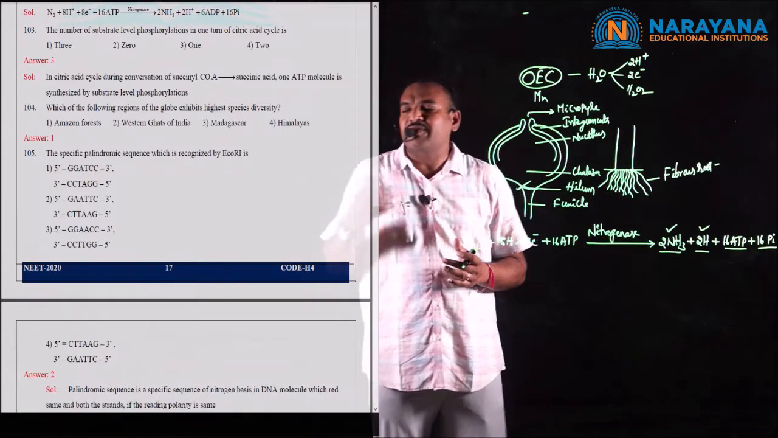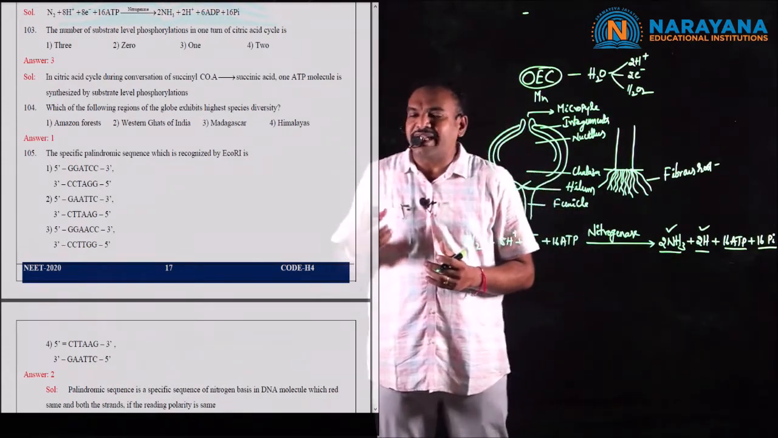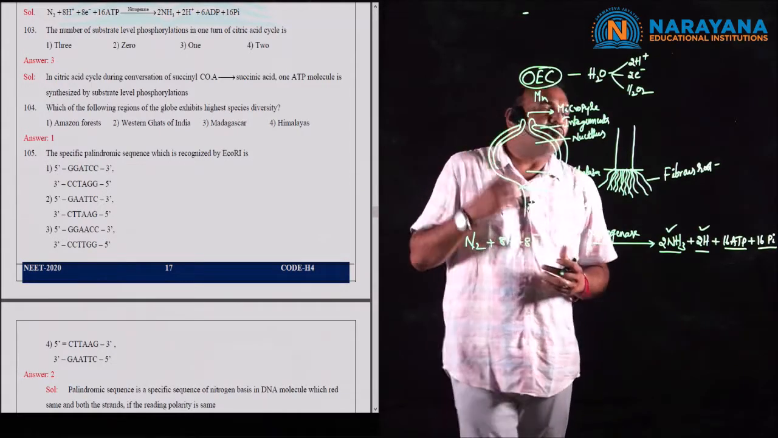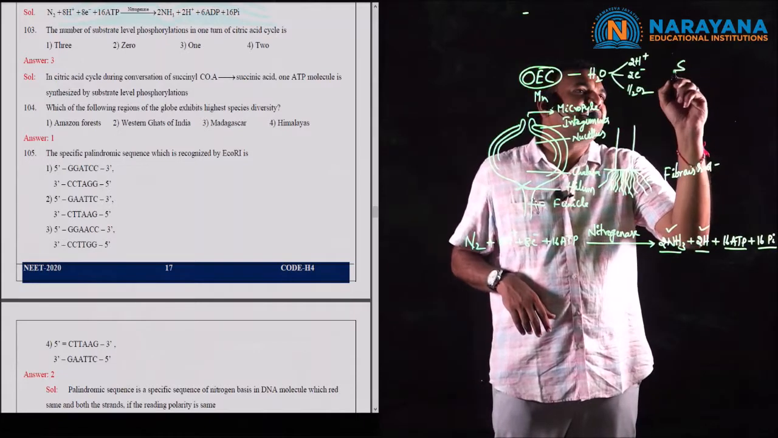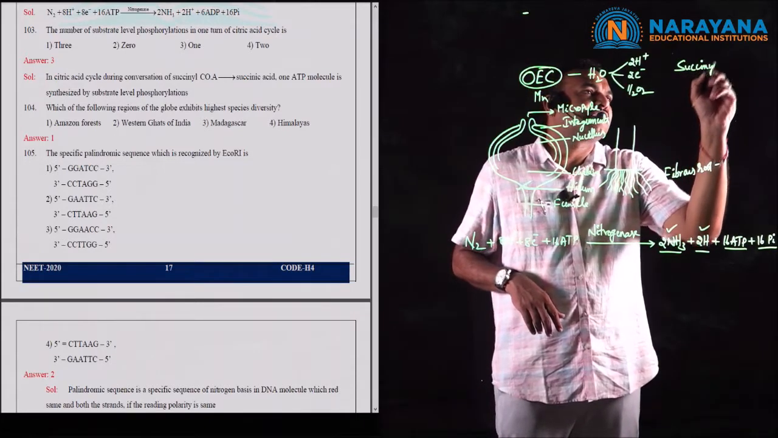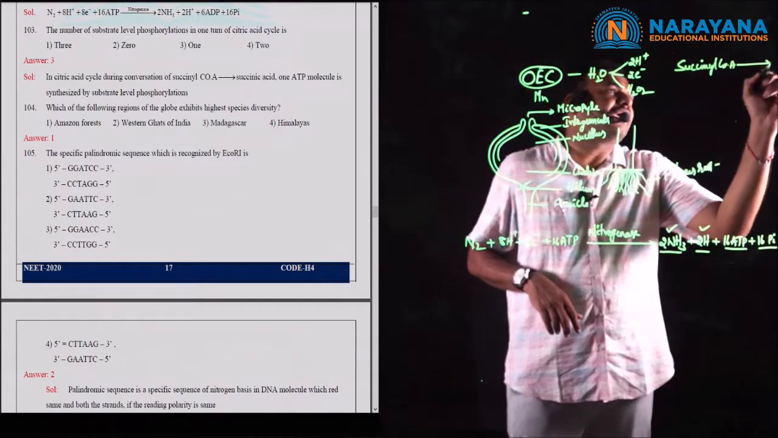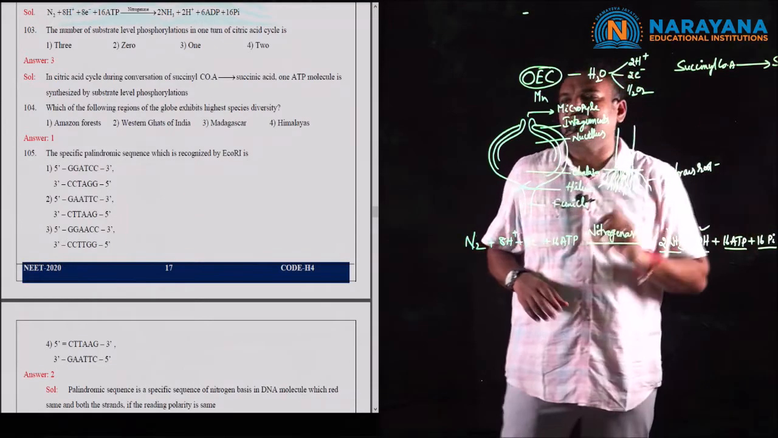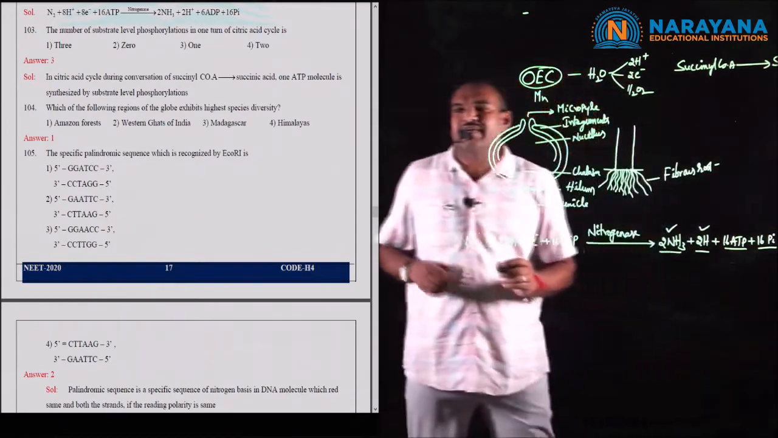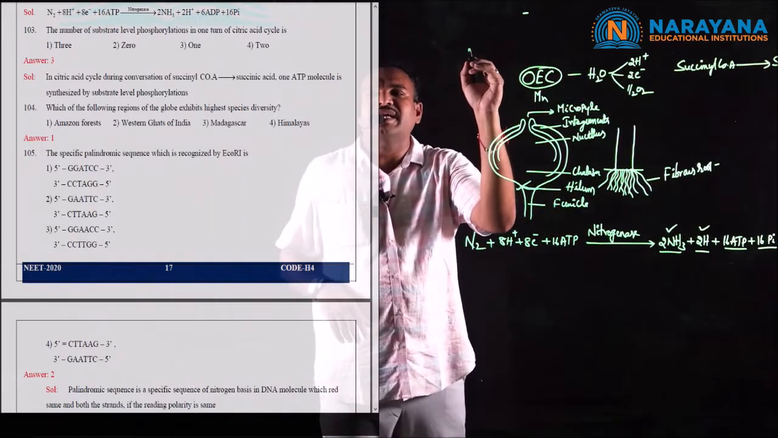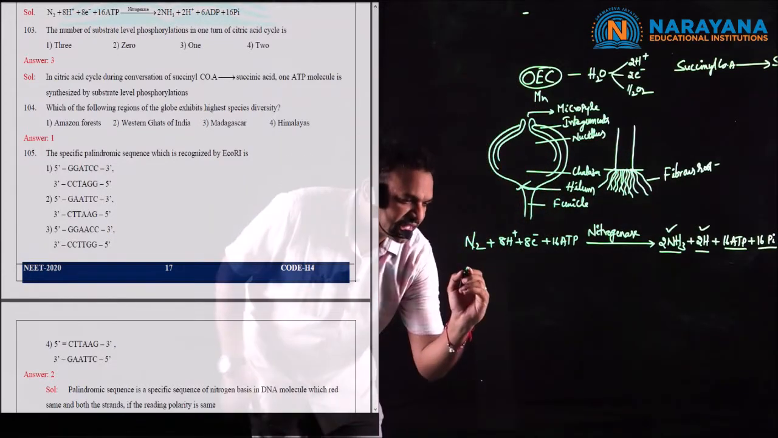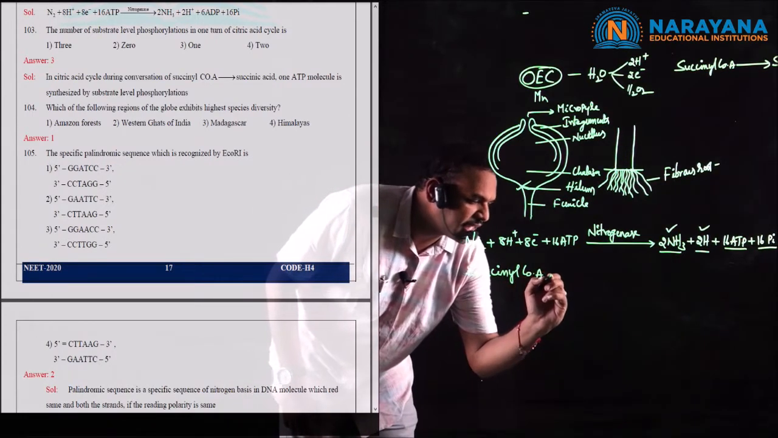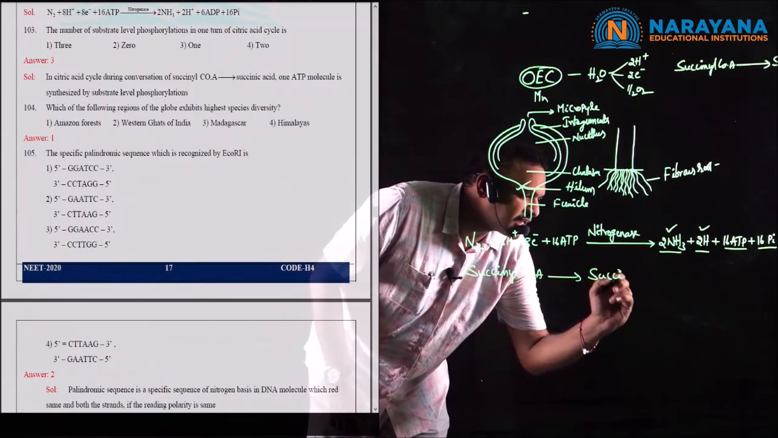Citric acid cycle, or we can call it as Krebs cycle, or TCA cycle, tricarboxylic acid cycle. And in this cycle, only one step, that is conversion of succinyl coenzyme A into succinic acid. And during this step, succinyl coenzyme A into succinic acid, I would like to represent somewhere else. Here I will write succinyl coenzyme A into succinic acid.